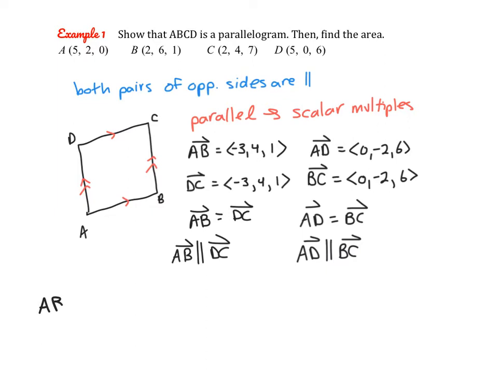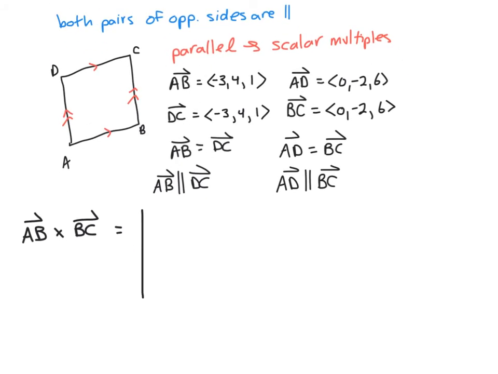Let's find the cross product of AB and BC, our two adjacent sides. Let's set up our 3x3 matrix so we can find the determinant. We start with i, j, and k. For AB, we're going to use these coefficients, and for BC, we have our coefficients right here. And let's use the diagonal method to find this determinant.